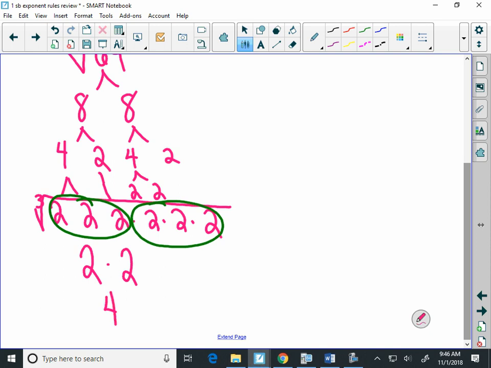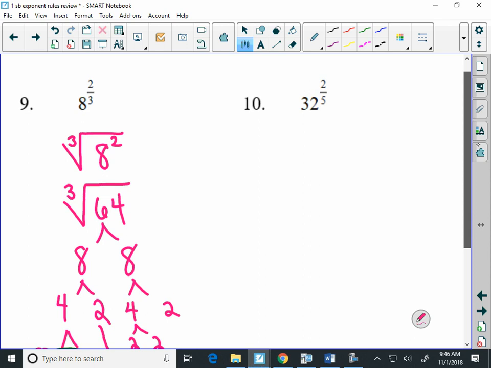Now, obviously, for some of you, you're thinking, do I really have to do all of that? I know that's the long way. Some of you are going to type it in your calculator. But make sure that you know how to rewrite 8 to the 2/3 power in terms of radical.